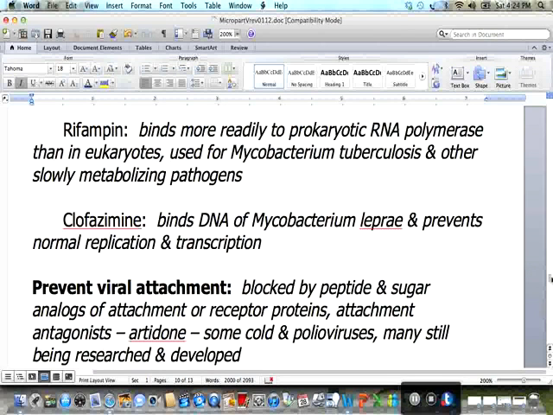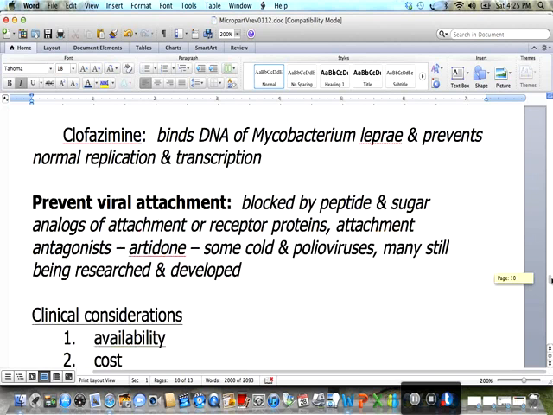Relatively new in the world of antimicrobial agents are drugs that prevent viral attachment. It is blocked by the peptide and sugar analogs of the attachment or receptor proteins. The attachment antagonist artidone is active against some cold and polioviruses. Many of these are still being researched and developed.